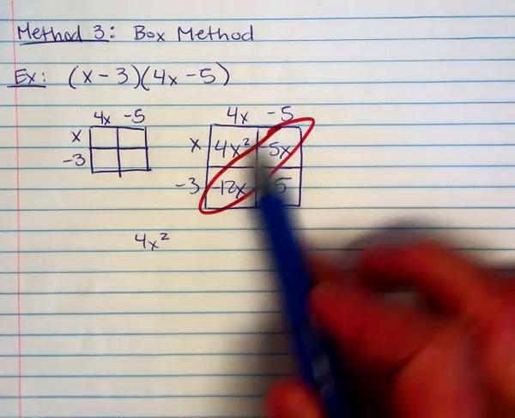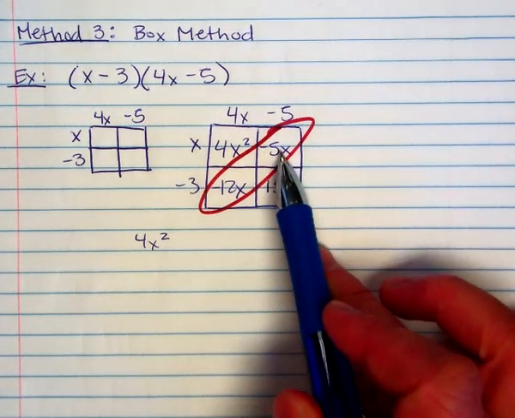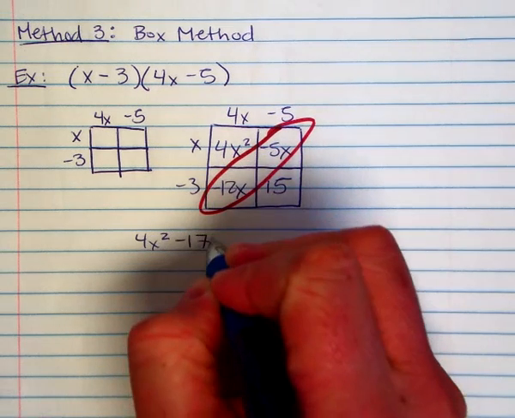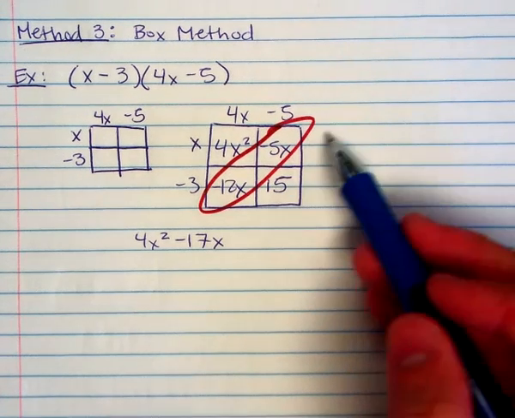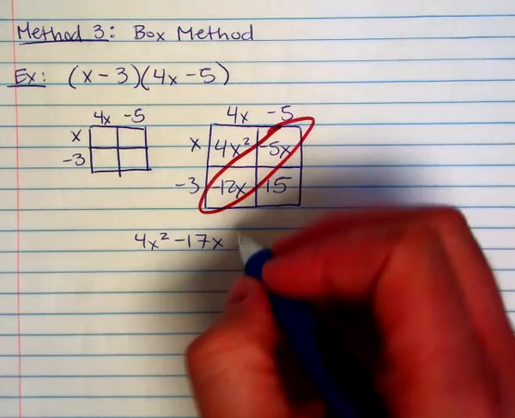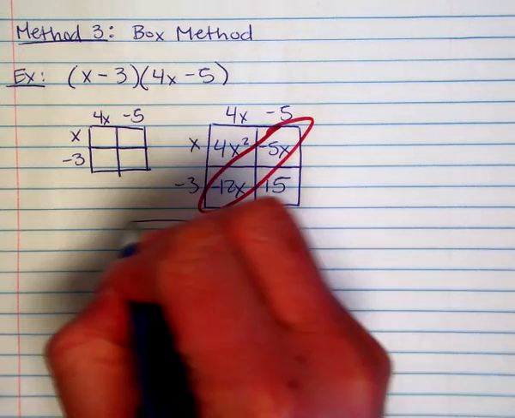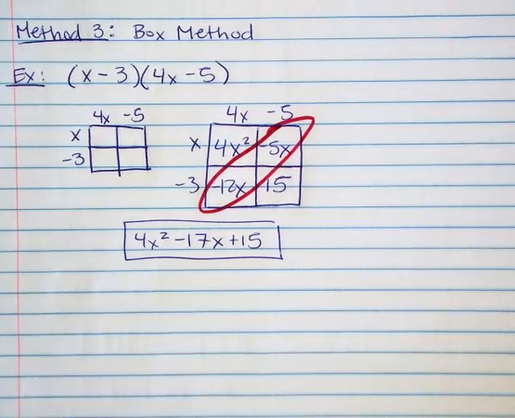The x's, -12 minus 5, -17x. The 15 does not have anything in the diagonal, so it's just a +15. And we're done. So to use the box method, you would have to draw the box.